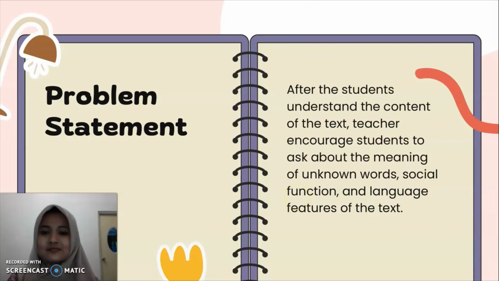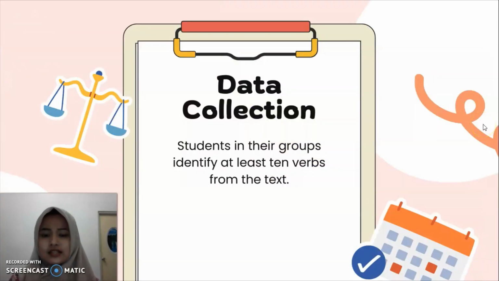The next step is problem statement. After the students read the text, hopefully every student will understand the content of the text. After that, the teacher will encourage the students to ask questions related to difficult words, social functions, and the language features of the text. Then, the third step is called data collection. In this step, the students in their groups will identify at least 10 verbs from the text.